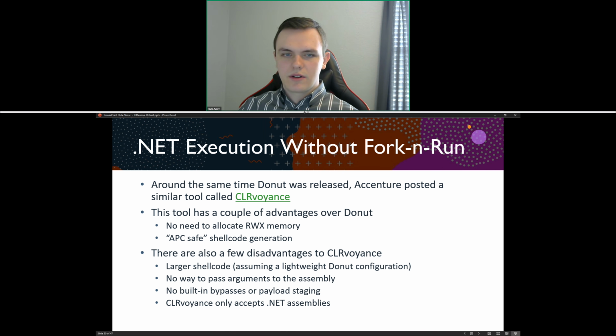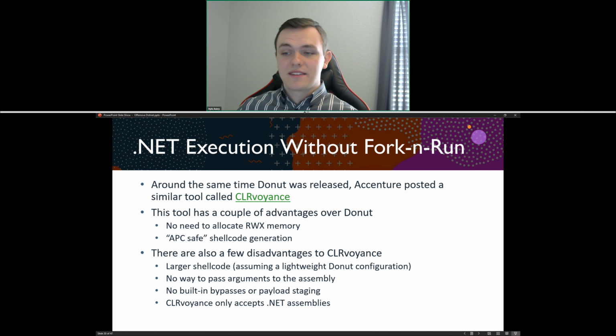First of all, the shellcode is going to be larger than Donut's would have been. The Donut shellcode is much larger than CLR Avoidance if all the defaults are used for both. But if you use Donut and you remove the options for bypassing and for compression and all these other things, it's going to be smaller than CLR Avoidance would have been.